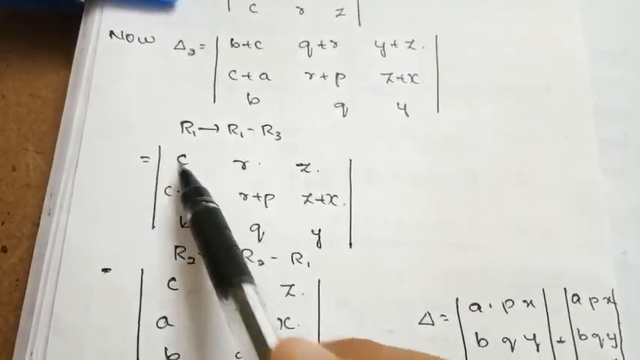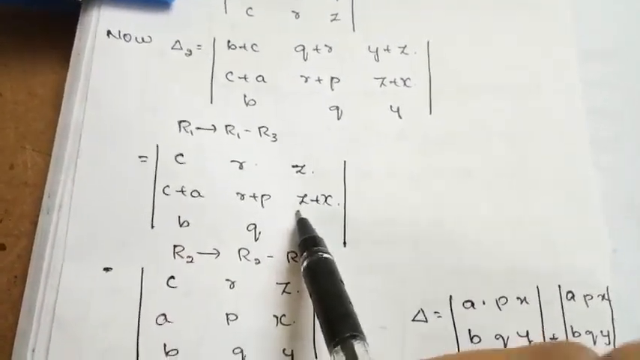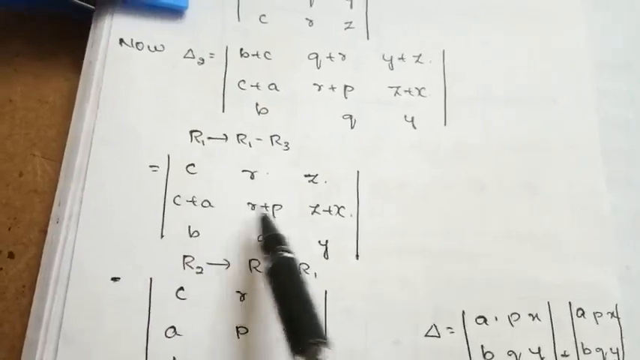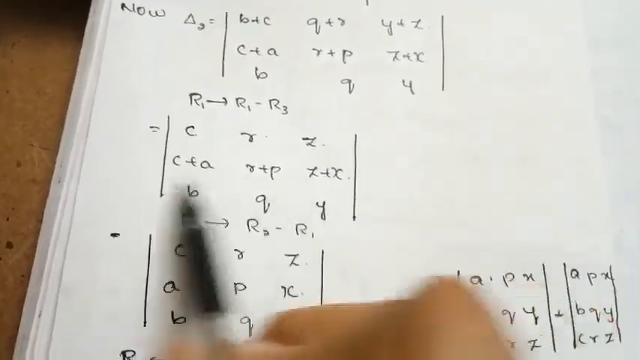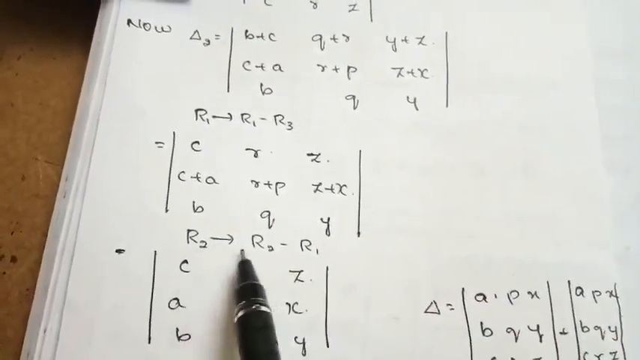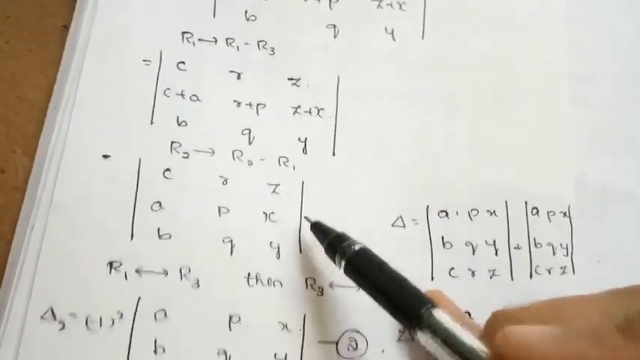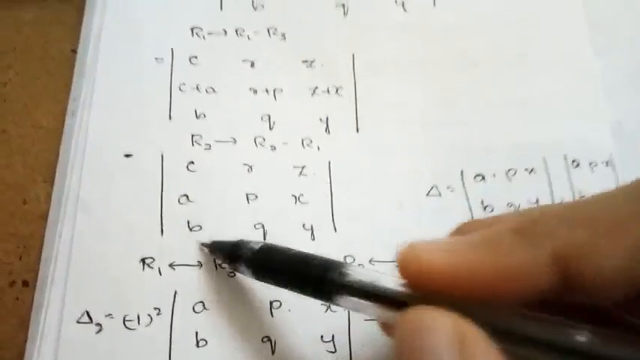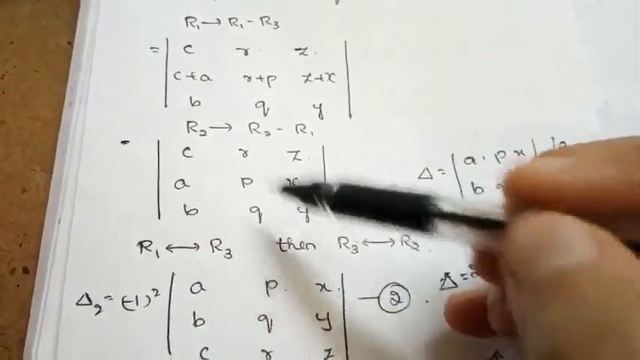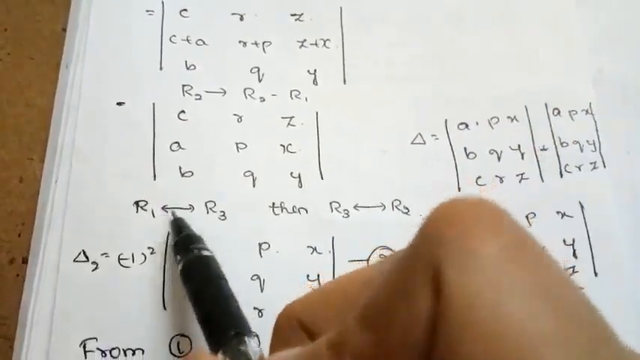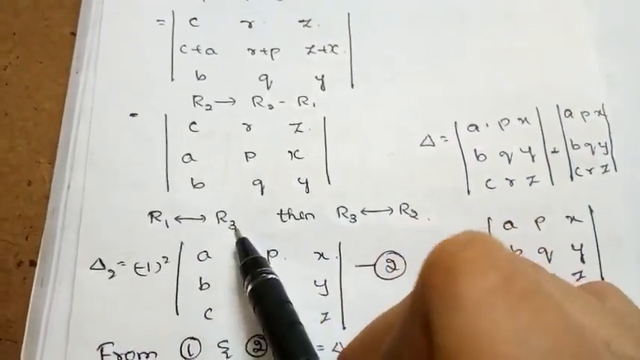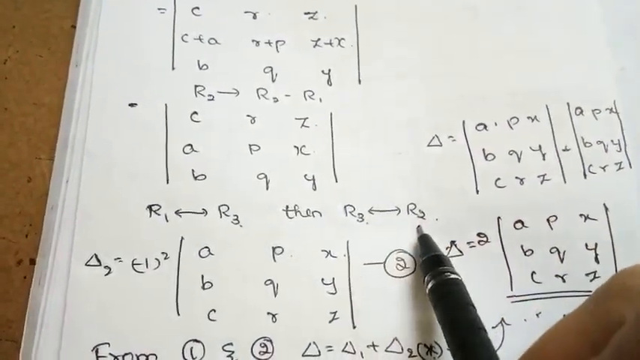Again, if I remove C, R and Z, if I subtract all these things, I am going to get APX. For that I used the row operation R2 implies R2 minus R1. I got this as the value. Now you can see here the rows are in different places. We need APX, BQY and CRZ. For that I need to shuffle. So what I did, R1 is going to interchange with R3 and R3 is going to interchange with R2.